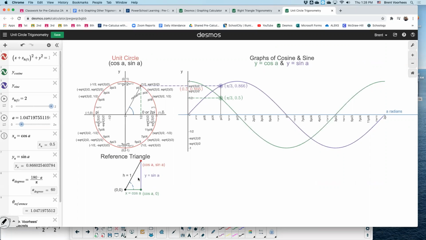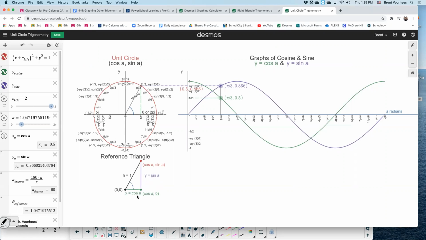H is 1. So sine is supposed to be y divided by h. What is y divided by 1? It's just y. And what is x divided by 1? X. So a unit circle, why it's so brilliant, is it simplifies everything by taking away the h, because it sets it equal to 1, which mathematically makes it kind of disappear. So it makes things a little bit simpler to solve.